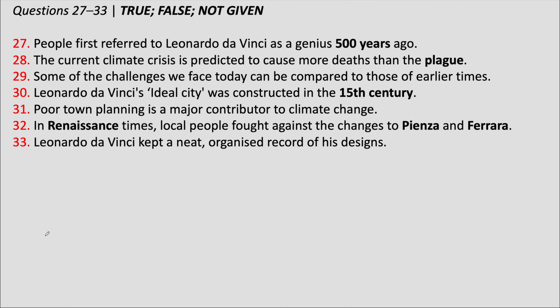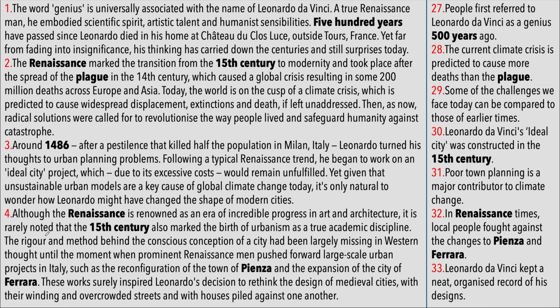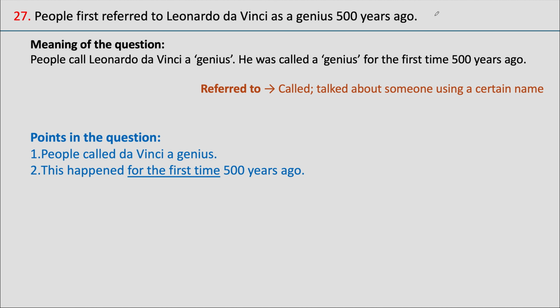The location keywords from the questions are in bold. From these, we can see that the answers are from paragraphs 1 to 4. Let's start with question 27. People first referred to Leonardo da Vinci as a genius 500 years ago. What this means is, people called him a genius. He was called a genius for the first time 500 years ago. If both these points are true, then the answer is true.